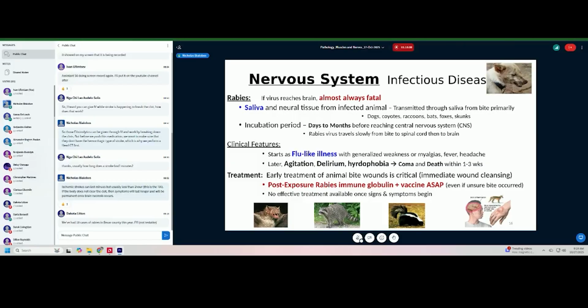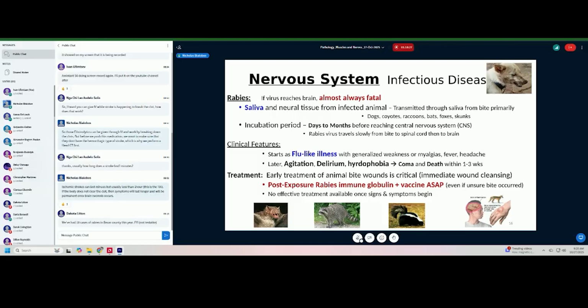Now, with time, as that brain becomes infected and inflamed, these patients are going to develop a coma, and eventually it's going to lead to death. And I think you said there were 18 cases of rabies in Bexar. Wow, that's a lot. Most of the time when you have rabies, you're going to die.